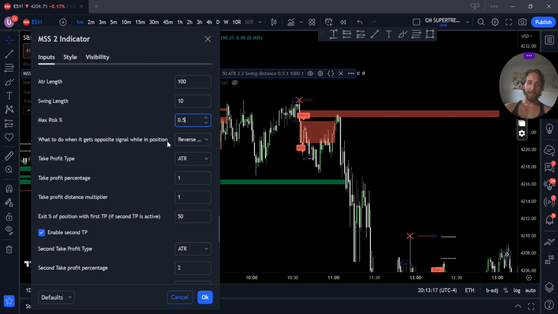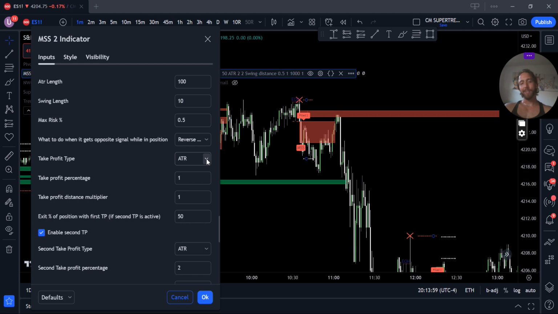What to do when you get opposing signals. Again, this is for a trading bot. This doesn't apply to you unless you're using a trading bot. You can make it so that it either reverses or it ignores the signal. So if you've got a bearish trade here, and then you have a bullish trade down here, you can have it so that it doesn't reverse on that bullish trade. It will just ignore it and keep going until a stop loss or a take profit is hit. Again, I find it helpful to leave it on reverse.